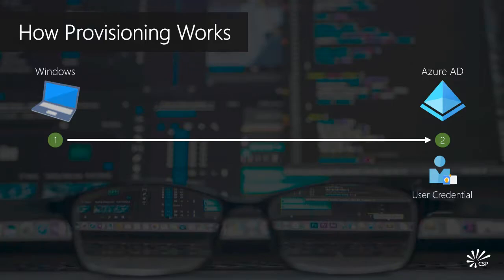So this could be a username and password, but it could also be an existing strong credential, such as one that was already registered on an external FIDO2 security key. So if you already went through the process to get a passwordless credential, you could use that FIDO2 security key to kick off this process to get a Windows Hello for Business credential for your Windows device.